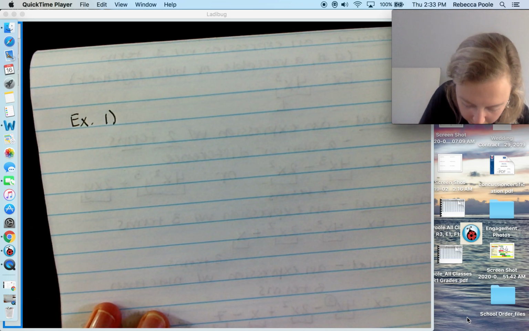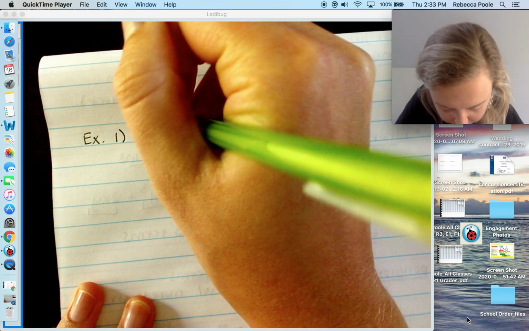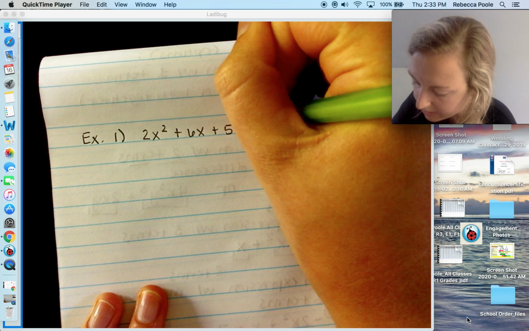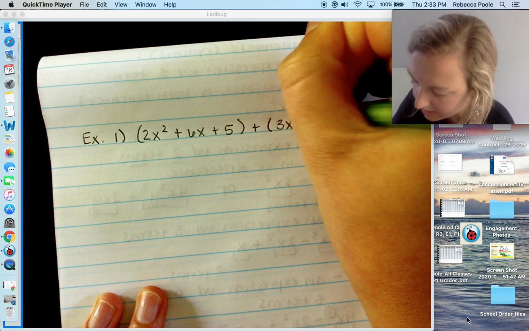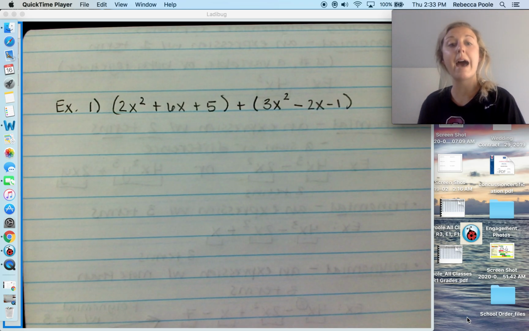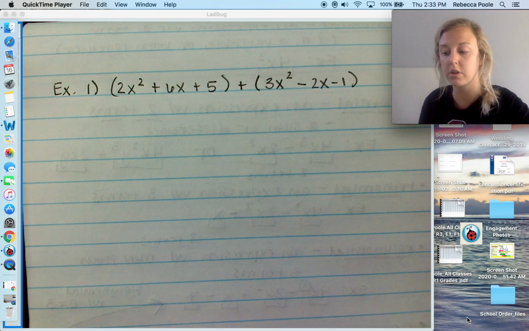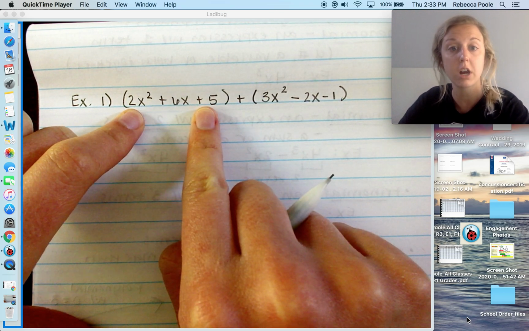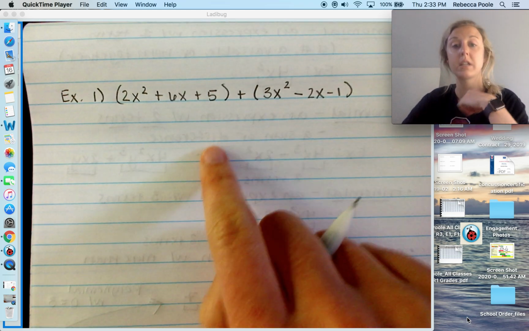So in example 1, we're going to do 2x plus 5 plus 3x squared minus 2x minus 1, okay? So I'm adding these 2 polynomials together, and more specifically, let's test your vocab. 1, 2, 3, so this polynomial is a trinomial, right? Because there's 3 terms. And this one is also a trinomial, so I'm adding these 2 trinomials together, okay?